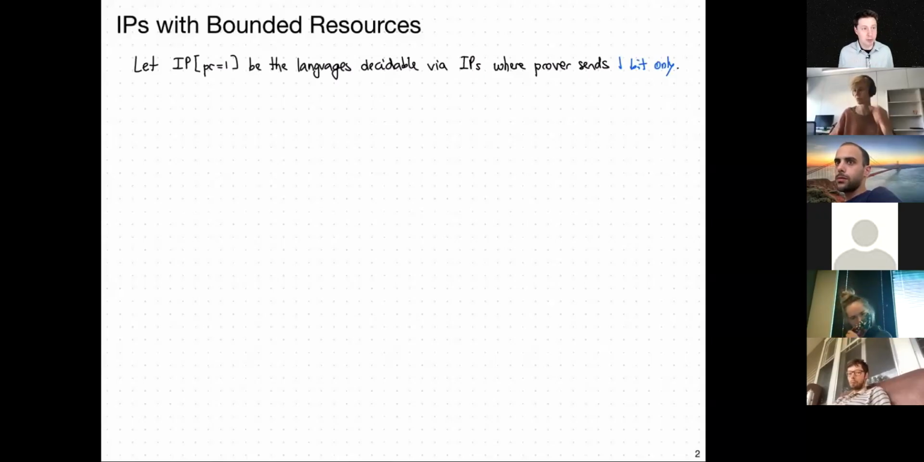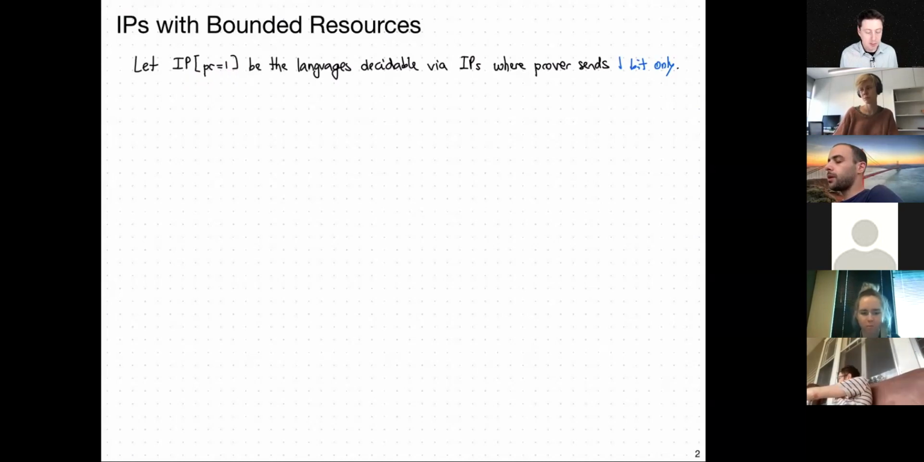Specifically, we're going to try to study what happens to the power of interactive proofs as we try to make, let's say, less and less randomness and less and less communication. For example, you could try to ask in the extreme, what is the power of interactive proofs where the prover sends one bit to the verifier?